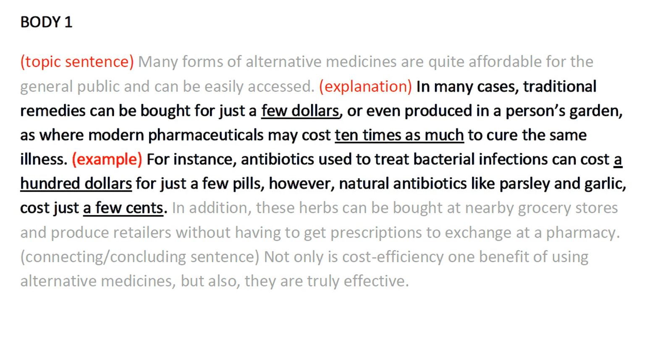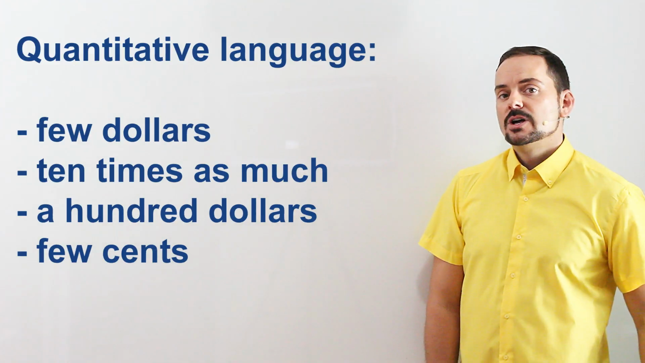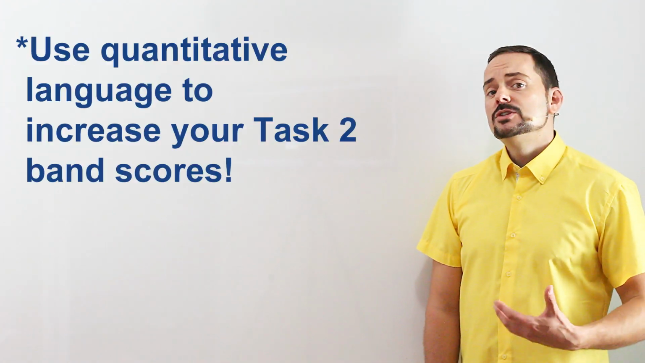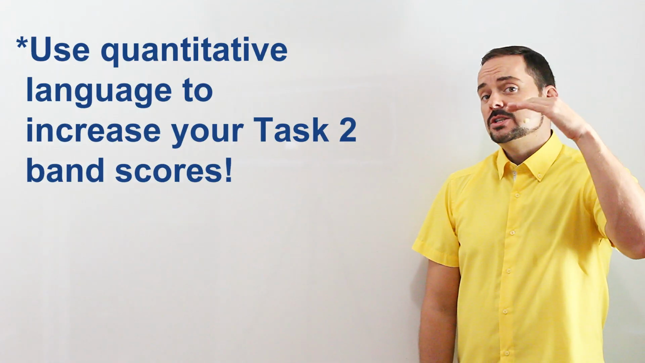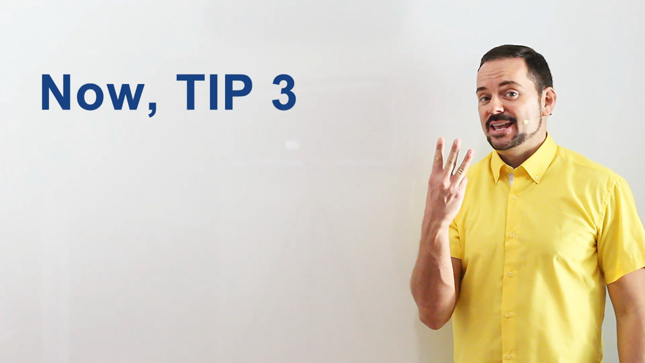In many cases, traditional remedies can be bought for just a few dollars or even produced in a person's garden, whereas pharmaceuticals may cost 10 times as much to cure the same illness. It can cost $100 for just a few pills. These are all quantitative forms of language. Use these throughout your essay to increase your band scores. Now for tip number 3.